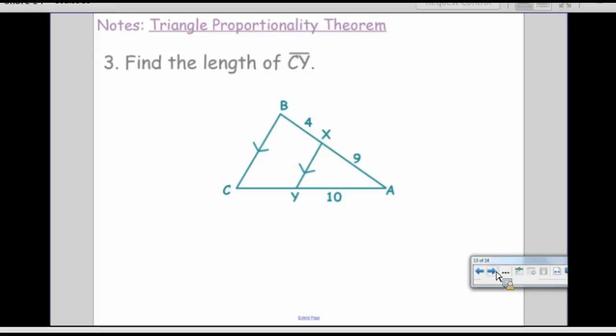Try again. Find the length of CY. The more you practice, the easier it becomes. Celeste, can you set up a proportion? Wonderful. 9 is to 4 as 10 is to x. Alex, tell me what you got.